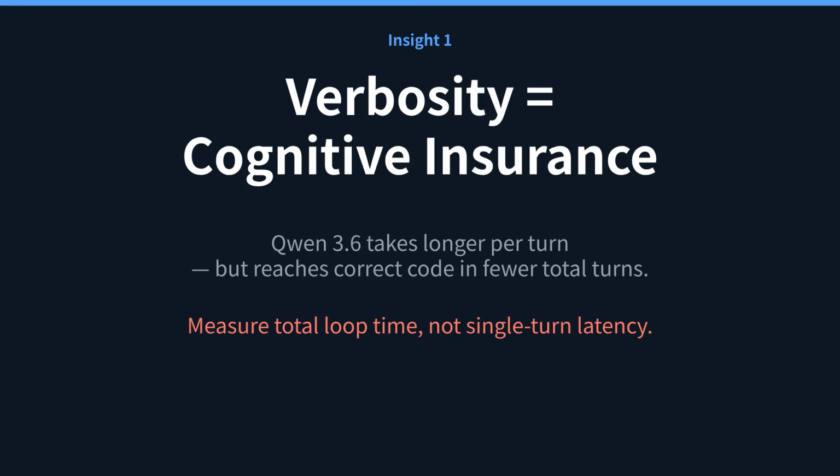A faster model might respond in 10 seconds per turn, but take 6 rounds to arrive at working code. Qwen 3.6 might take 60 seconds for the first response, but works through edge cases internally and reaches correct, deployable code in 1 or 2 turns. When you measure total loop time rather than single-turn latency, Qwen 3.6 is often the more efficient choice.